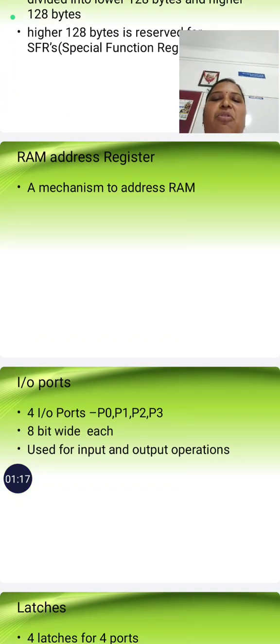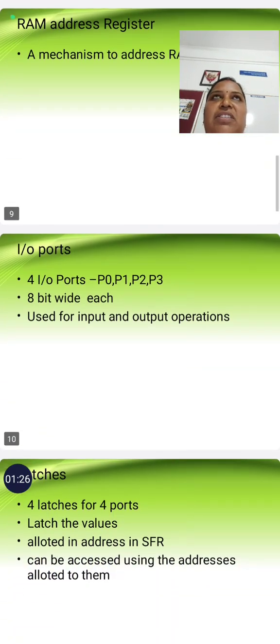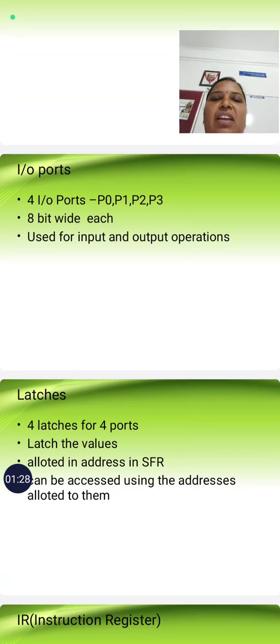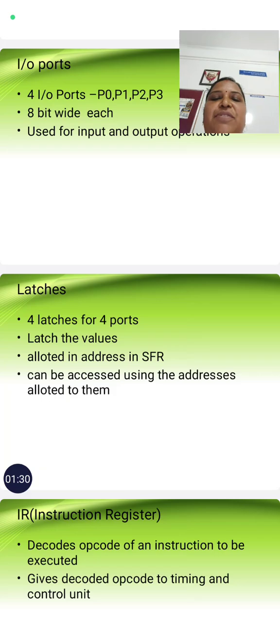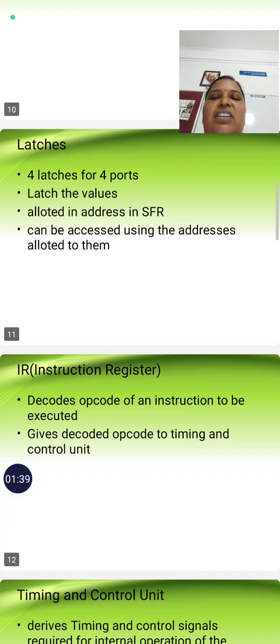Input output ports: 4 input output ports are available, P0, P1, P2, P3. They are of 8 pins each, having a total of 32 input output pins. And latches: 4 latches for the 4 ports. The latches hold the port values allotted for the ports. They can be accessed using the address allotted to them.